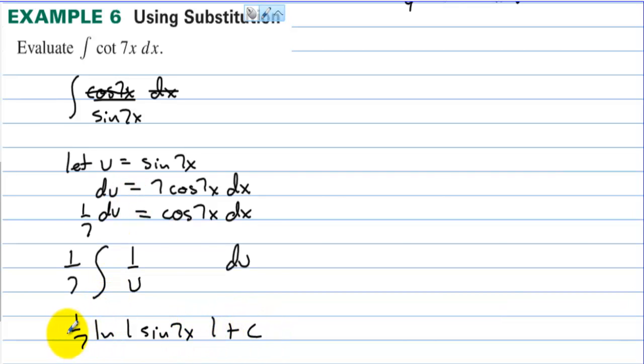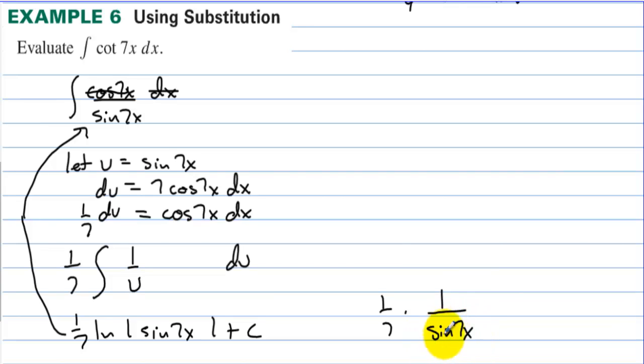Now that's the answer. Let's take the derivative of this and try to get back to the original. If we took the derivative, the outside function would be natural log. So we have 1/7 times 1 over sine of 7x. The next function would be sine. The derivative of that is cosine of 7x. And finally, the inside function would be 7x, so we multiply by 7. Now those would cancel out. We'd get right back to cosine of 7x over sine of 7x, which is cotangent of 7x.